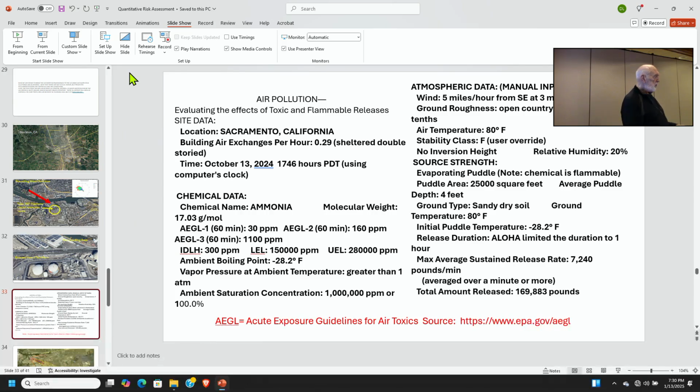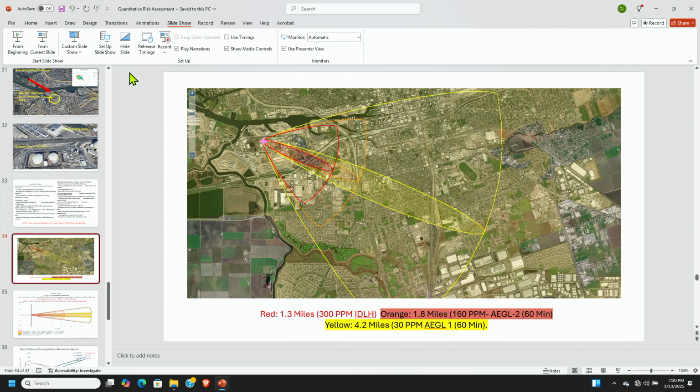All right, when you look at this and do some modeling with this, here's what you get. The red area there is the danger zone.